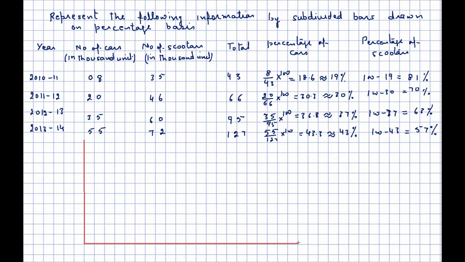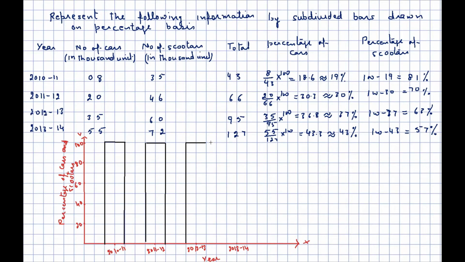Now draw the diagram. Draw x-axis and y-axis. On x-axis write year, on y-axis write percentage of cars and scooters. Now when such diagrams are prepared, the length of the bar is kept equal to 100. Then segments are cut in these bars to represent the component in percentage terms. After drawing it, write C 19%, S 81% in first bar. That means C is for cars, S is for scooter.